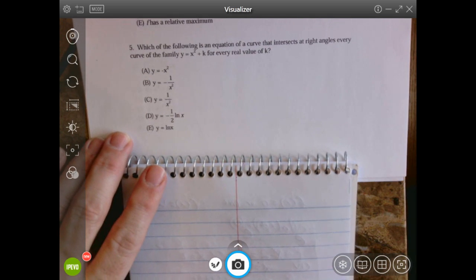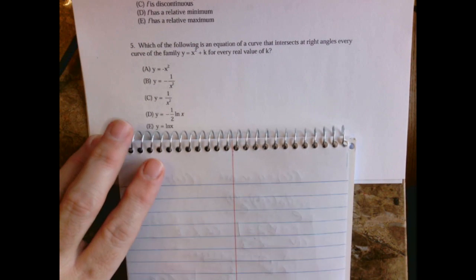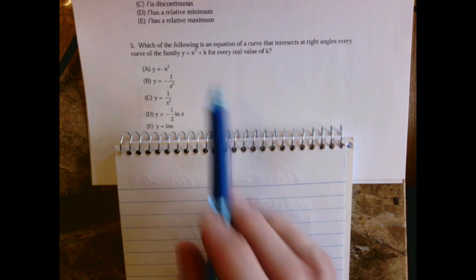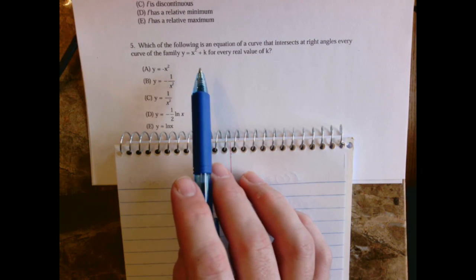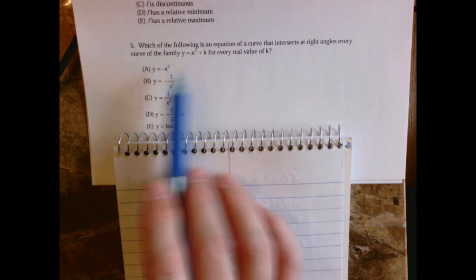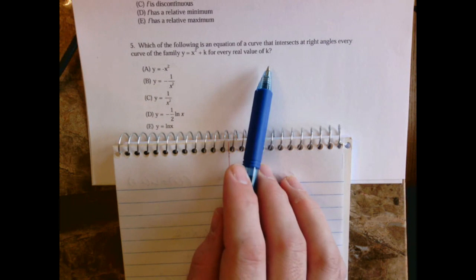Hey guys, another one that people were asking about is number 5, so I thought I would walk through that one as well. So for number 5, they're telling us to find the graph, or which of the following is an equation of a curve that intersects at right angles every curve of this family for every real value k.